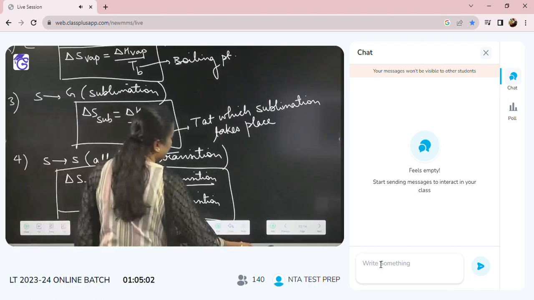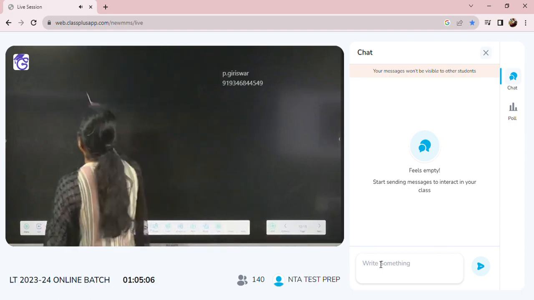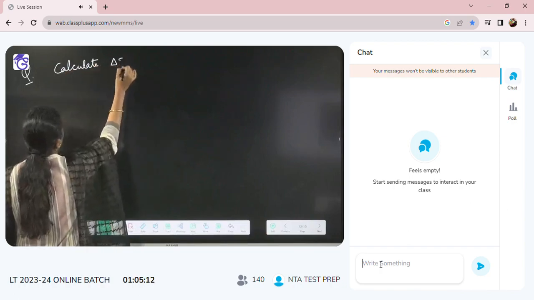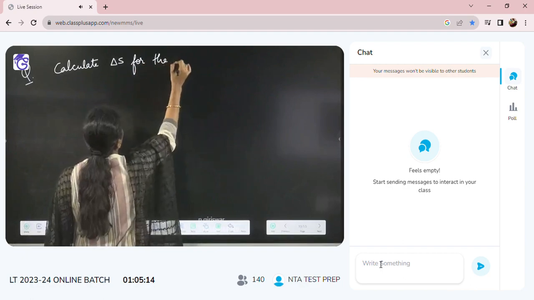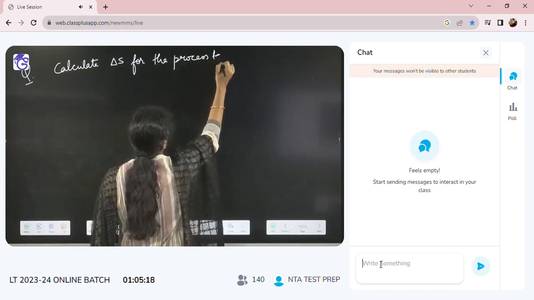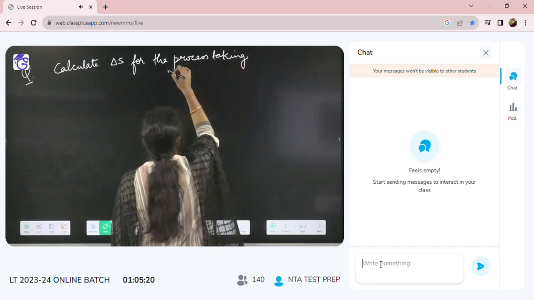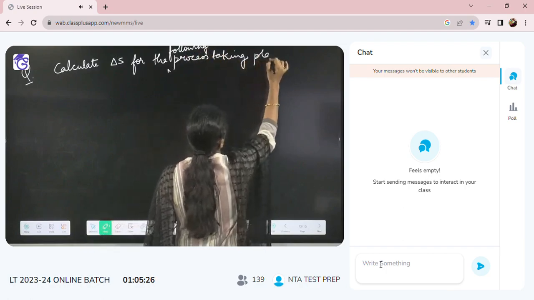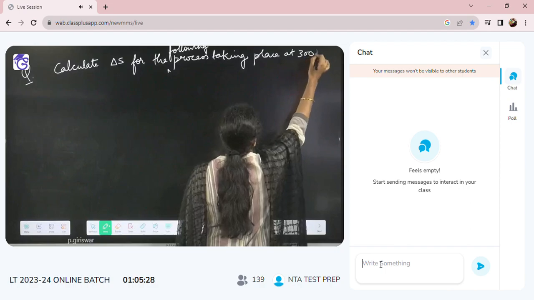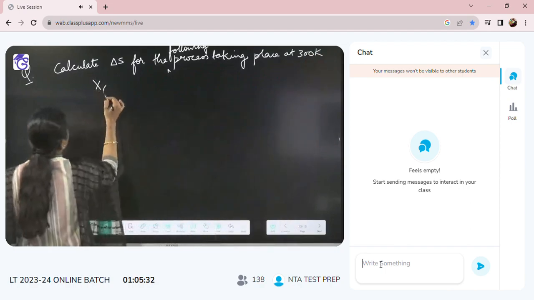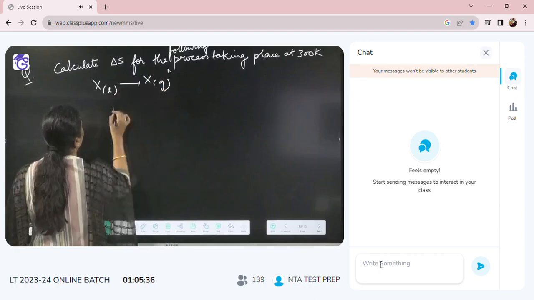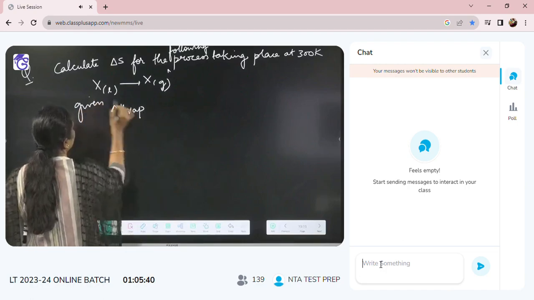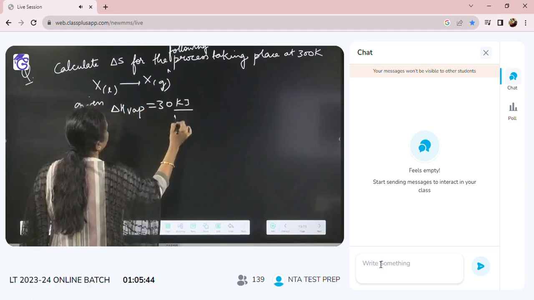Okay, let us try out some question here. Calculate entropy change for the process taking place for the following process. That process I'll be giving you. For the following process taking place at 300 Kelvin, X liquid to X gas, and delta H vaporization is given as 30 kilojoule per mole.